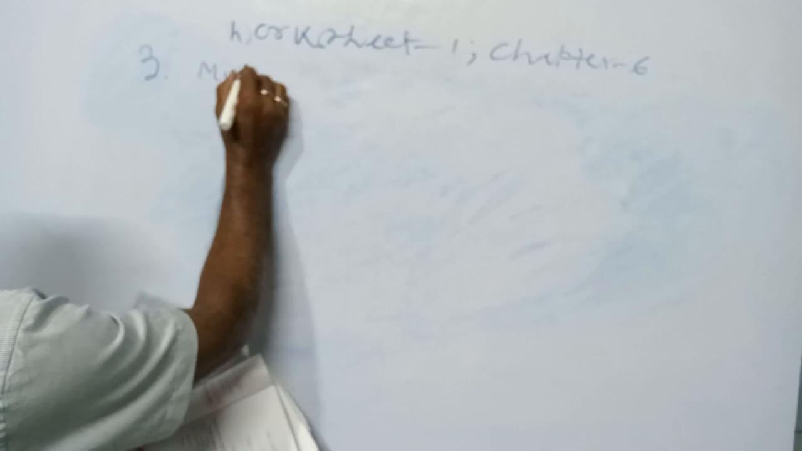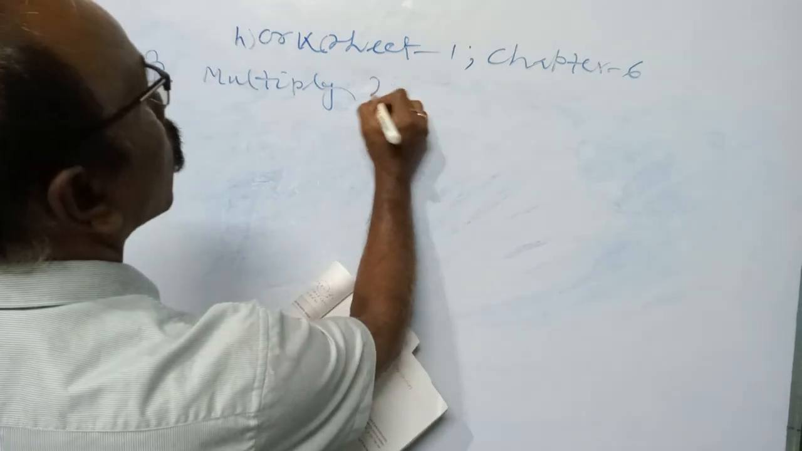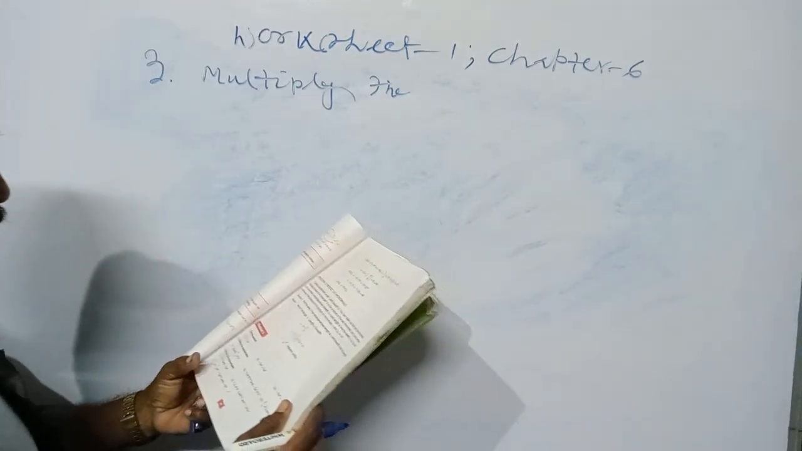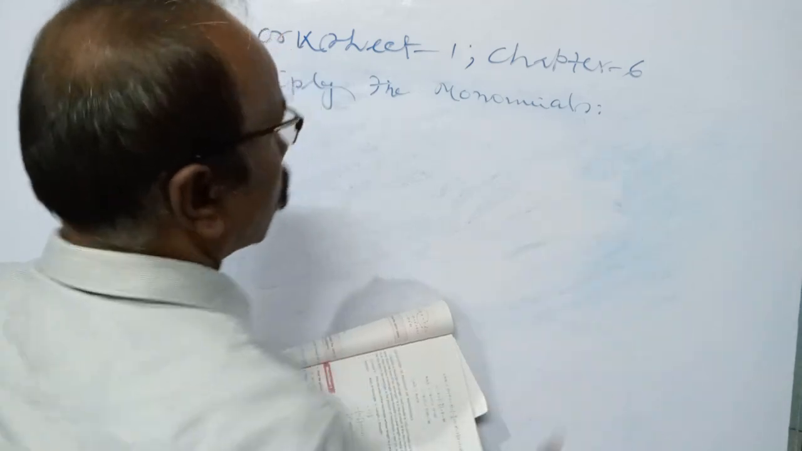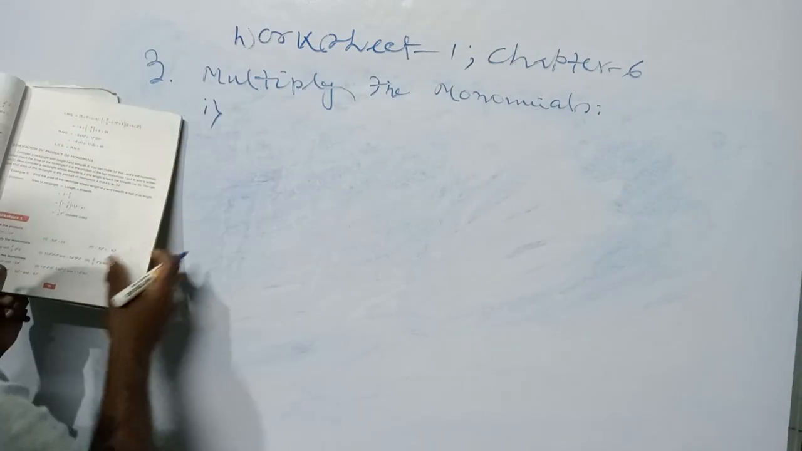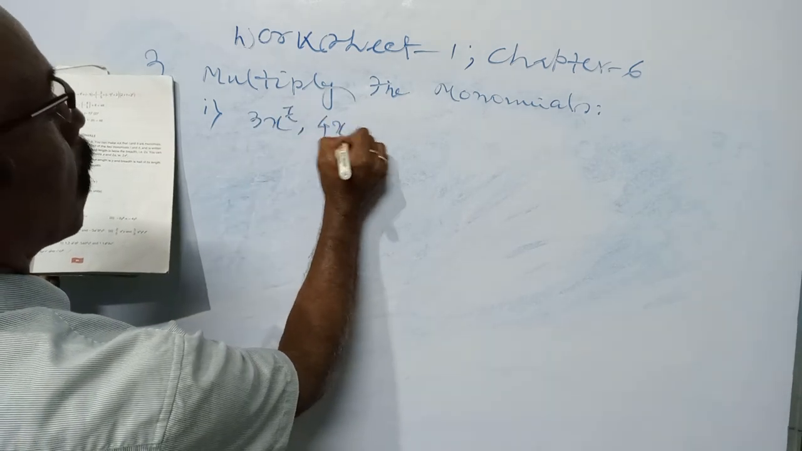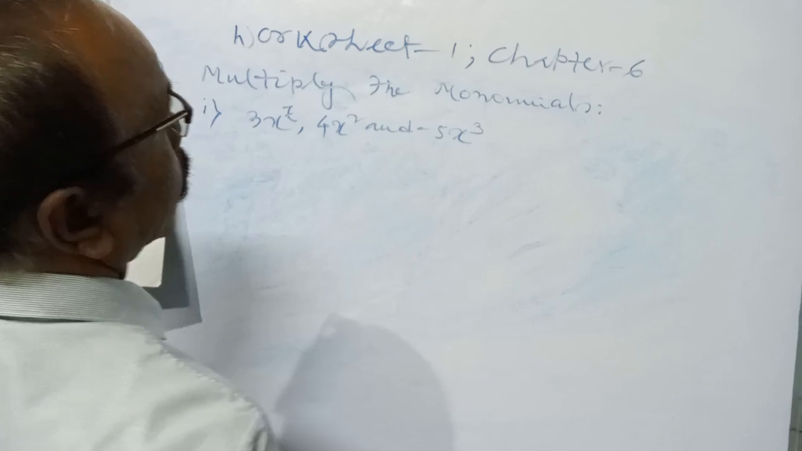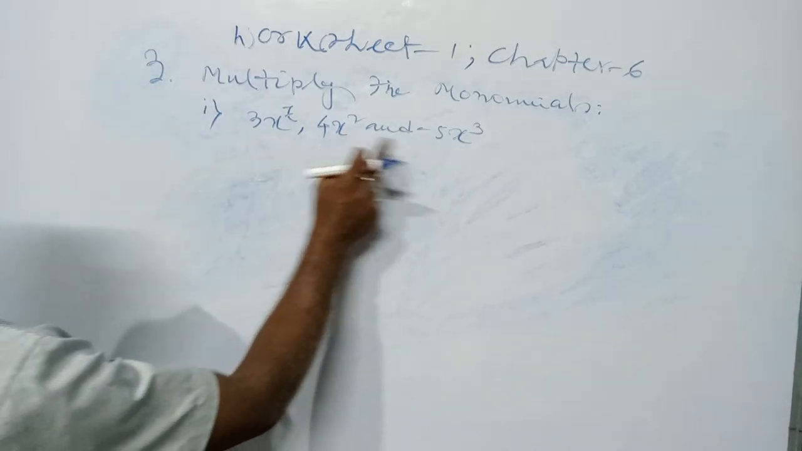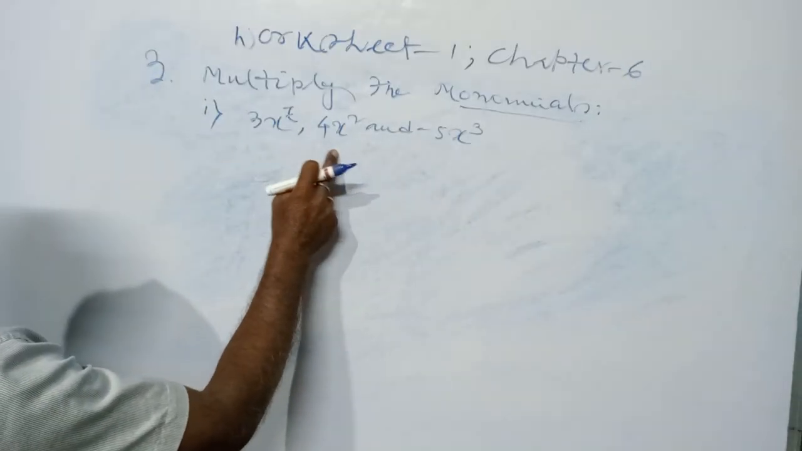Multiply the monomials. First of all, 3x to the power 7, 4x square and minus 5x cube. My dear student, you see, here are 3 algebraic terms, also monomials. We multiply one after another.